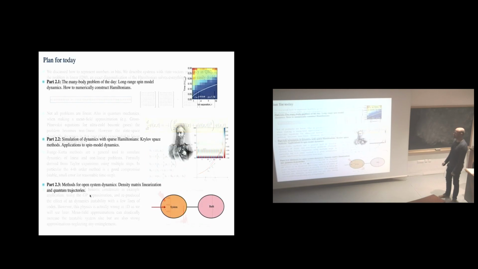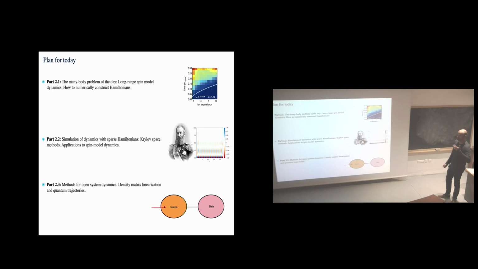Okay, but today, three parts, as I said before. The first is to introduce a model of the day, and here I want to talk about long-range spin models. So really the type of spin models that we heard about earlier, but with long-range interactions. And then in the second part, I want to introduce this Krylov space method, how we simulate these models, and then go to the open system case.